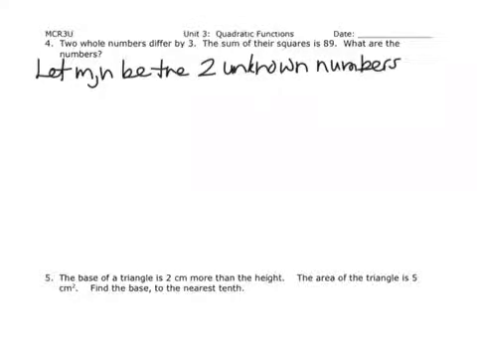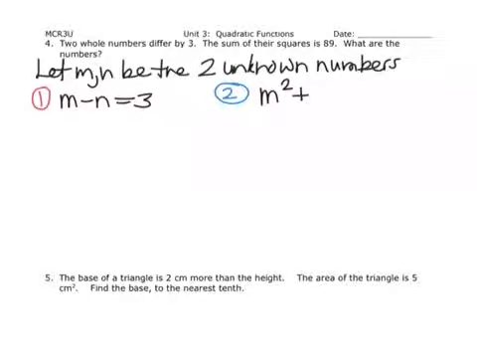So the first equation that we can come up with is this linear equation here, that they have to differ by 3. So that means when we subtract both of them, they must equal 3. So the first equation would be when we subtract m and n, they have to equal 3. So there's our first equation. It says the sum of their squares is 89. The second equation is that the sum of their squares is 89. So we've got to do m squared plus n squared is equal to 89. So there's both pieces of information in equation form.